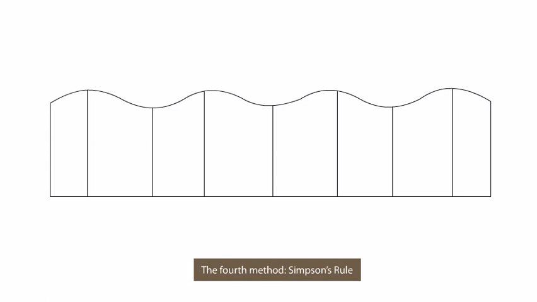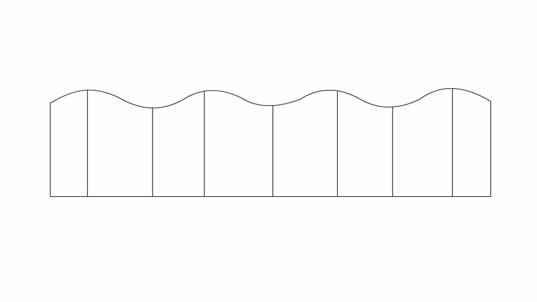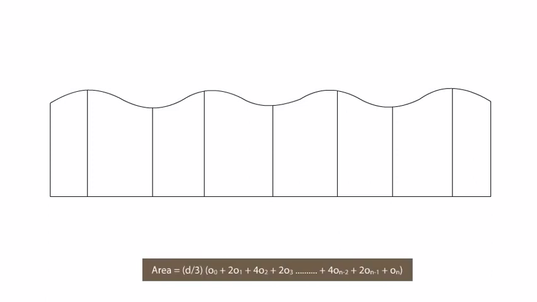The rule can be stated as follows. To the sum of the first and last ordinates, add 4 times the sum of the even ordinates and 2 times the sum of the odd ordinates. This sum, multiplied with 1/3 of the common interval between the ordinates, gives the area. As the results obtained by using Simpson's rule are more accurate, it is used when greater accuracy is required.